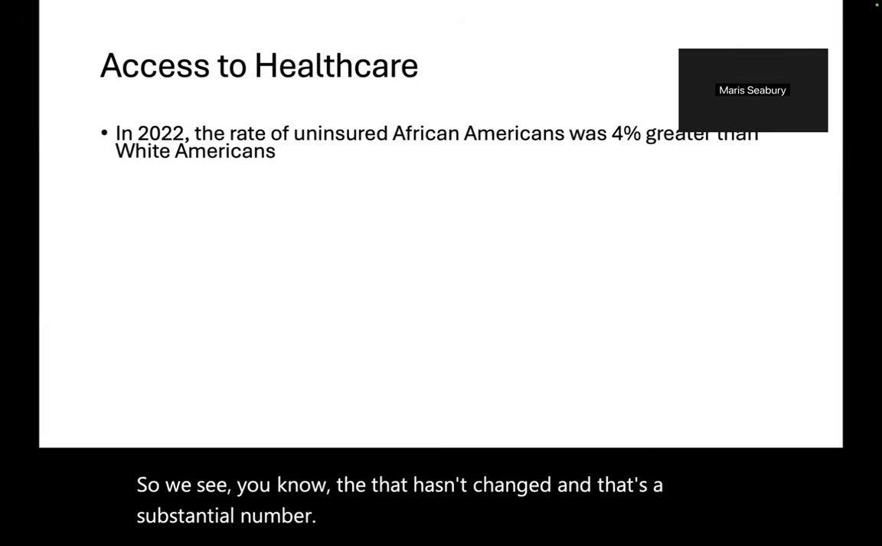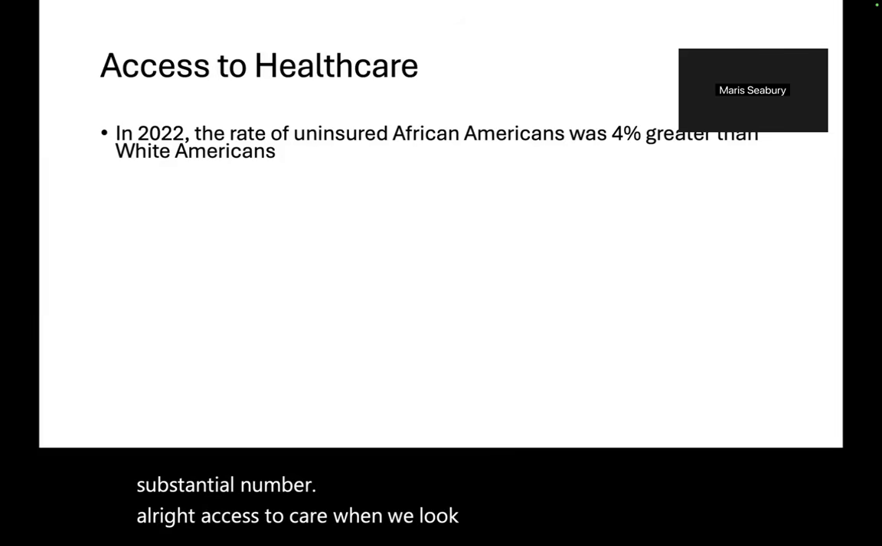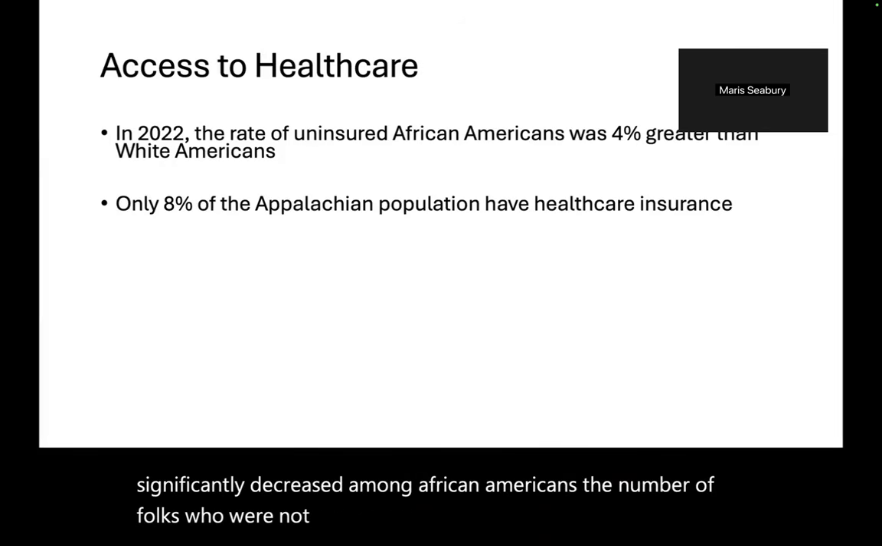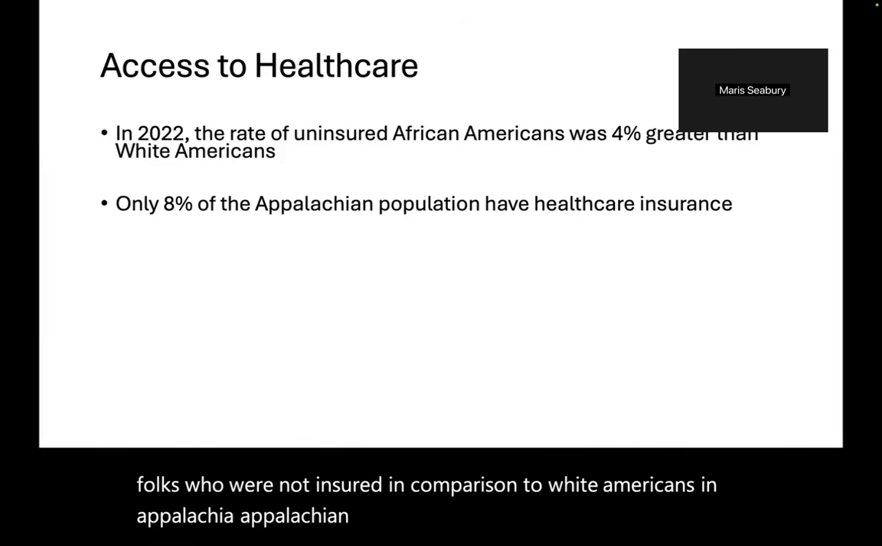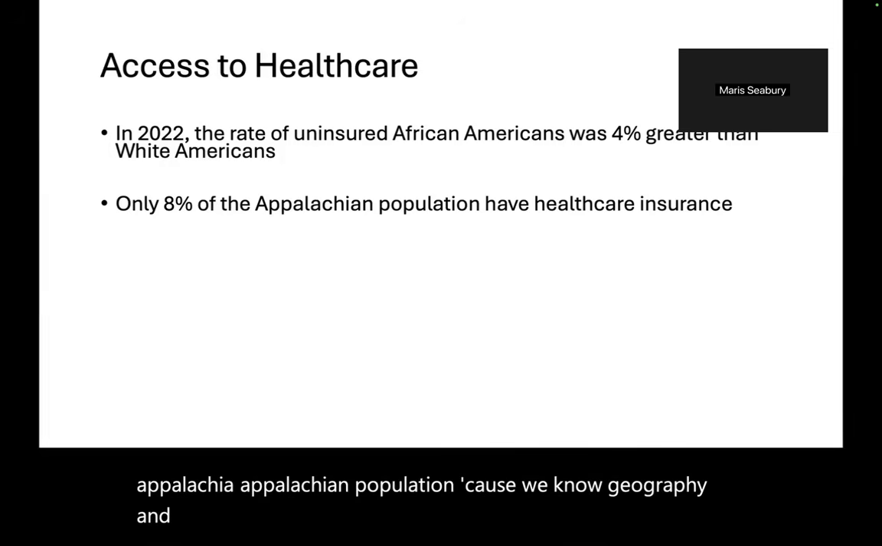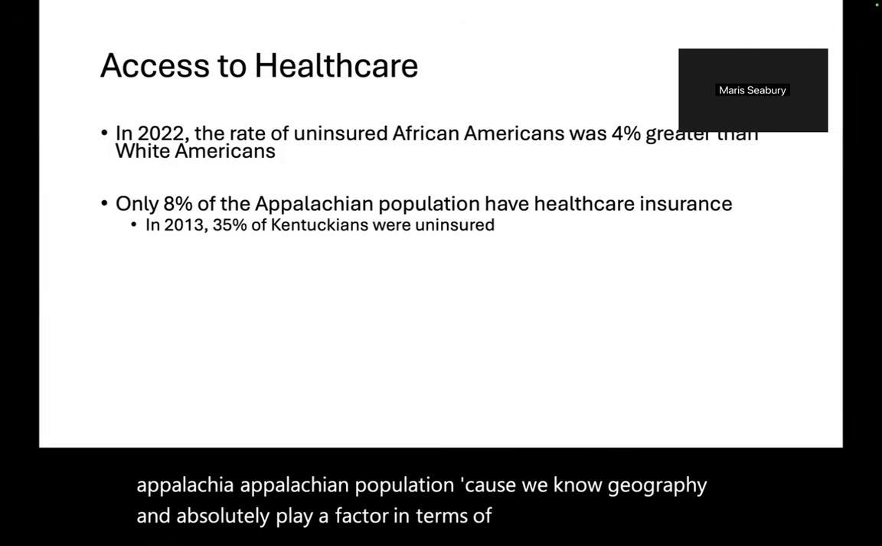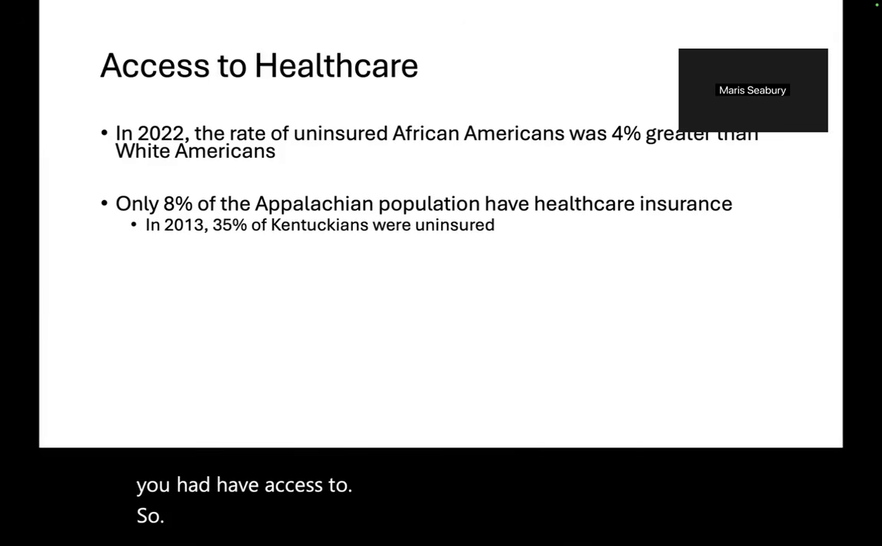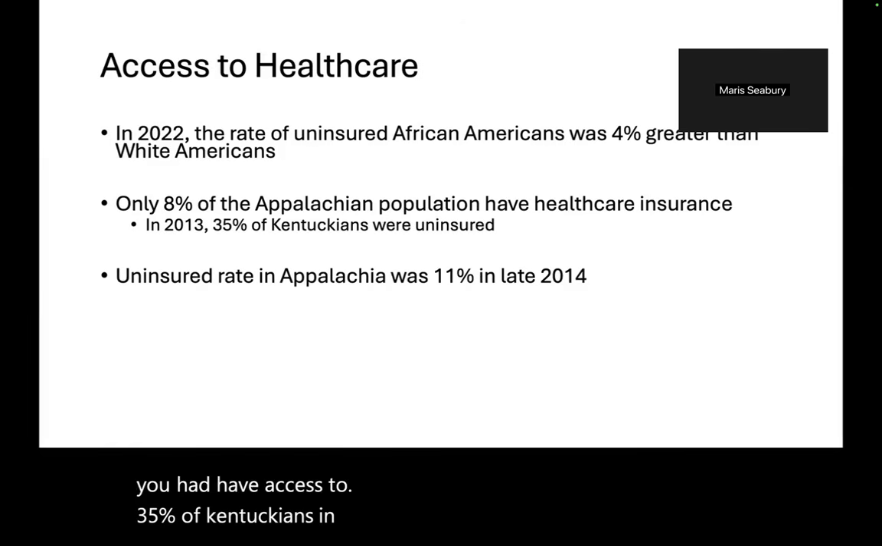All right, access to care. When we look at a 2022 report, the number of folks who were not insured decreased significantly among African Americans in comparison to white Americans. In the Appalachian population, because we know geography absolutely plays a factor in terms of the insurance coverage you have access to, 35% of Kentuckians were uninsured in 2013; in 2014 it was 11%.